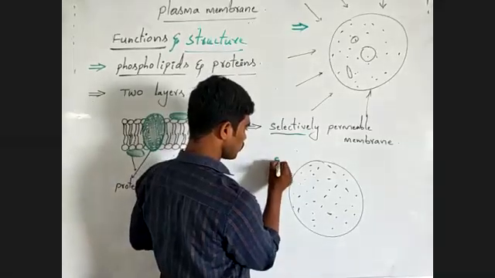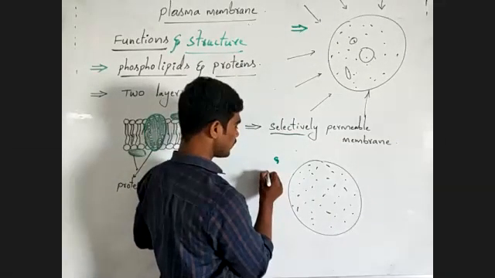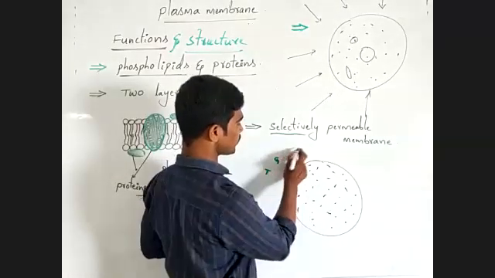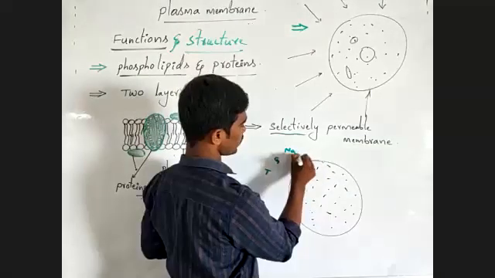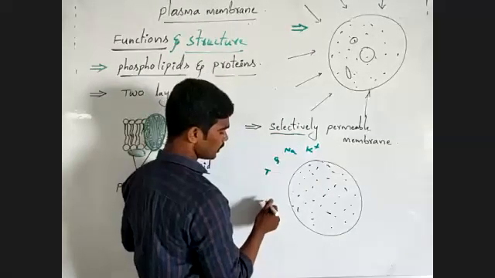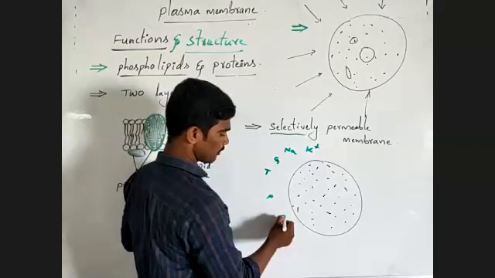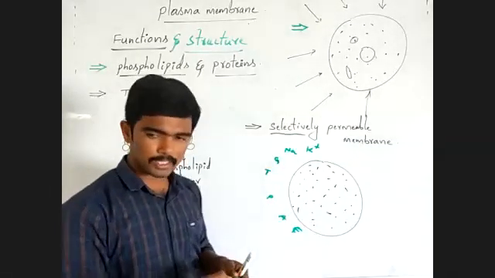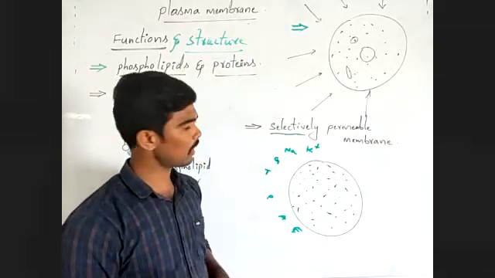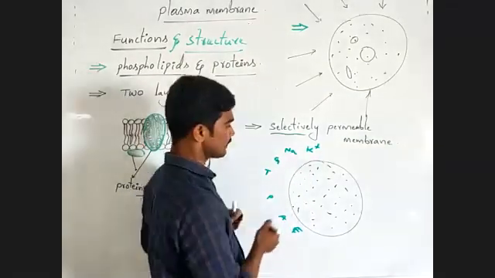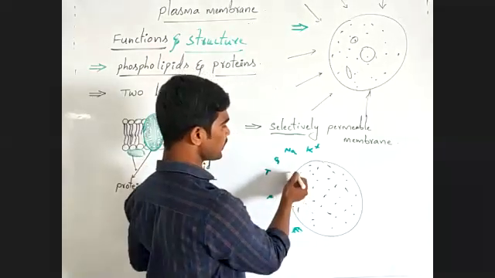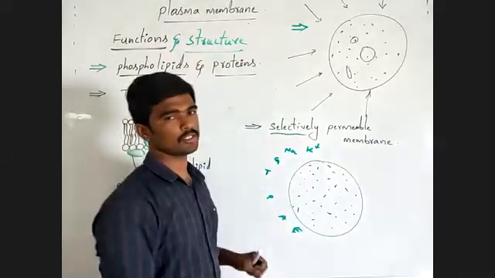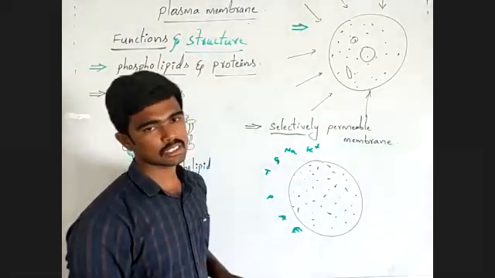For example, glucose molecules, toxic materials, sodium ions, potassium ions, proteins, amino acids, fatty acids. Like these, there are different types of materials outside of the cell. Here, the plasma membrane selects materials to allow into the cell.